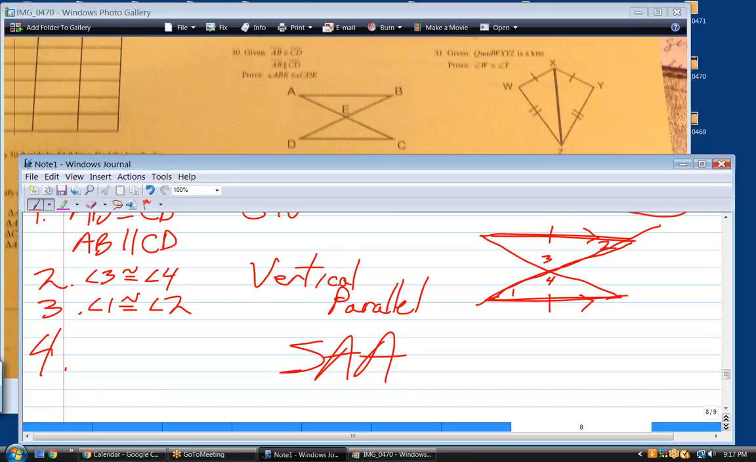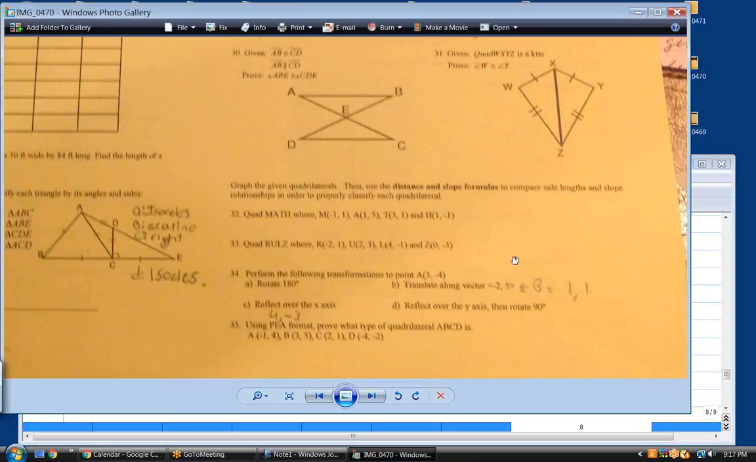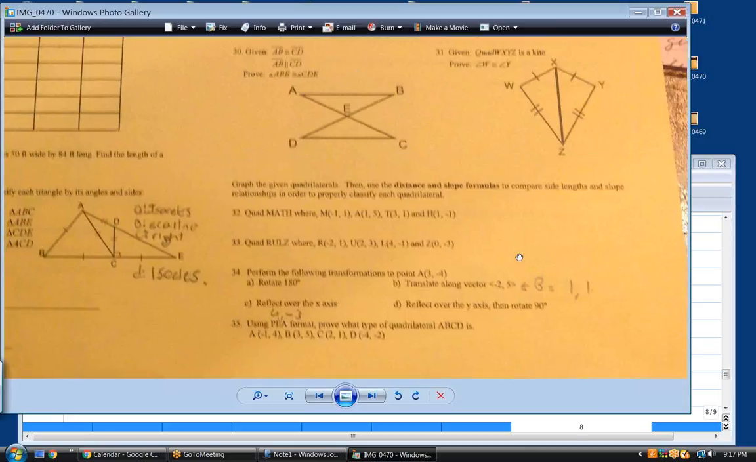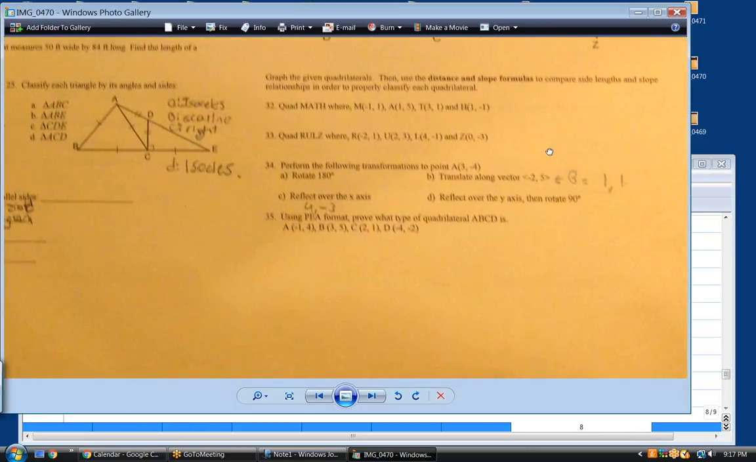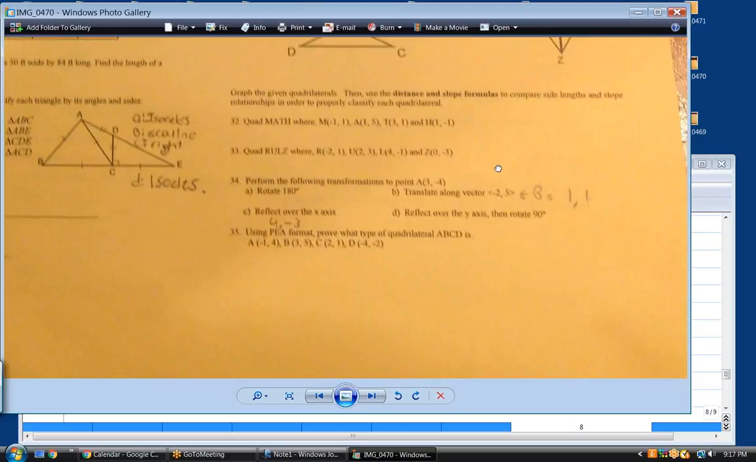Okay, so there was our two-column proof. Are there any problems in the rest of these that you want to cover tonight? 34. Okay.